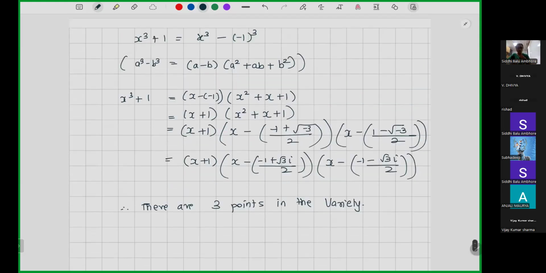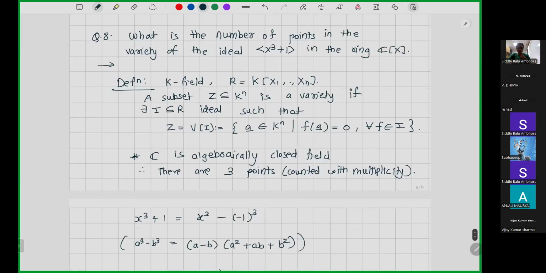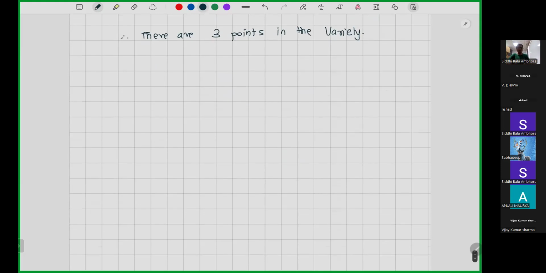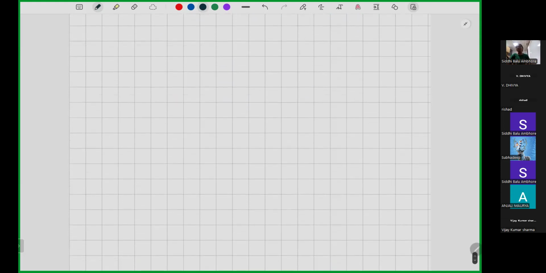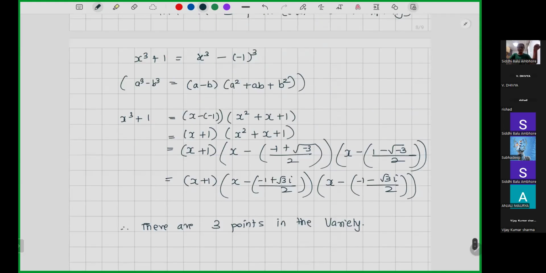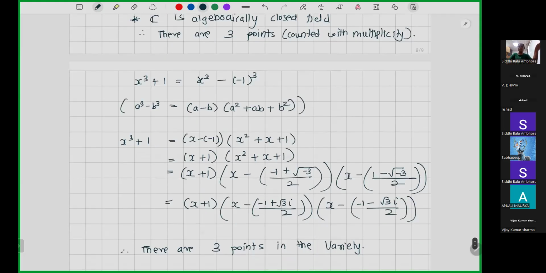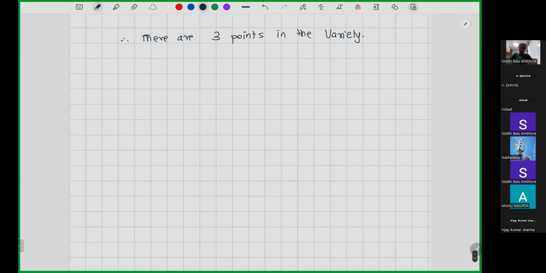Okay. Any doubts here? I checked, but I could not find any function which will give me the zeros of a polynomial in Macaulay 2. So if I find one, I will definitely let you know. But for now, whatever this was, you have to just calculate it by hand. Okay. If there are no doubts, I will move to the next question.